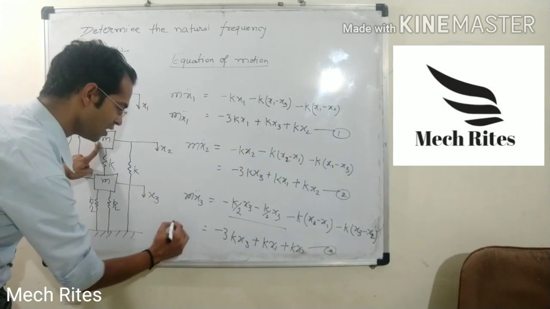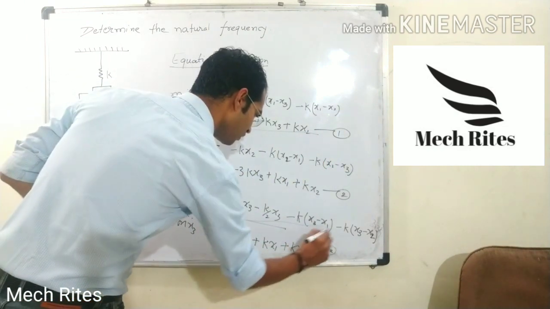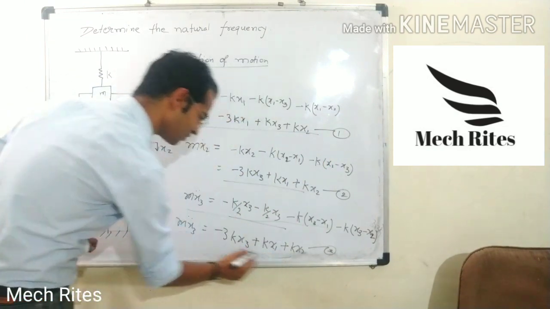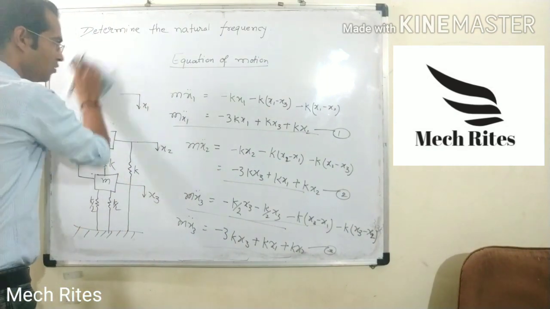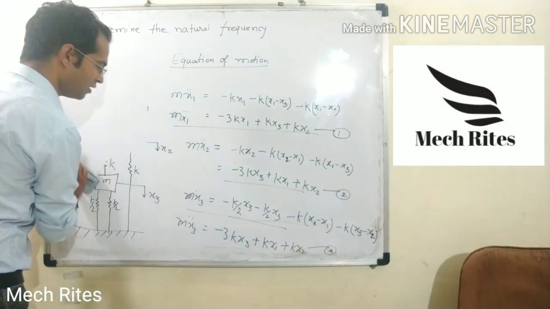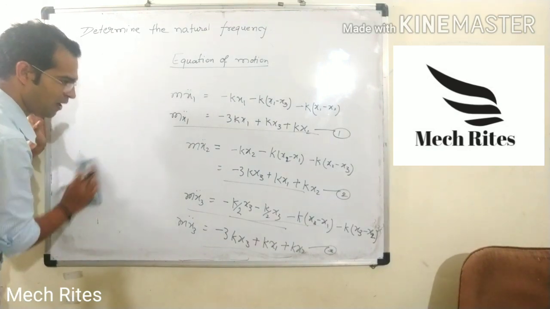Number 3. So we have three equations, this and this. Now how to solve these equations? Actually we made the equations of motion and it is complex. Now everything is very simple.